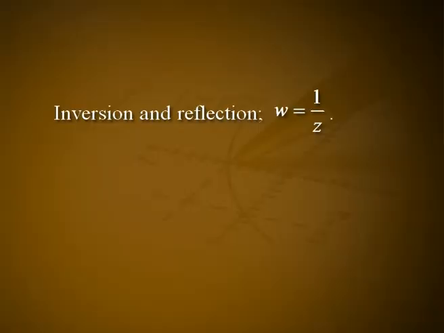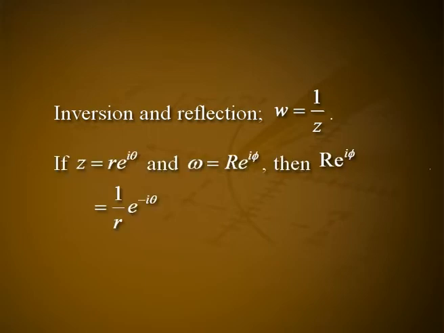Third one, inversion and reflection, w equal to 1 divided by z. If z equal to r e raised to i theta and w equal to capital R e raised to i phi, then capital R e raised to i phi is equal to 1 by r into e raised to minus i theta. Thus, if p be the point (r, theta), then p dash is the point (1 by r, minus theta).